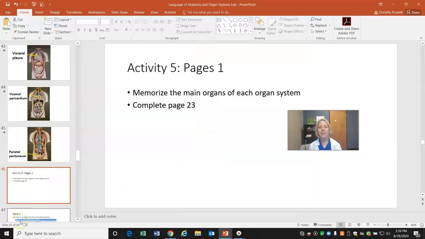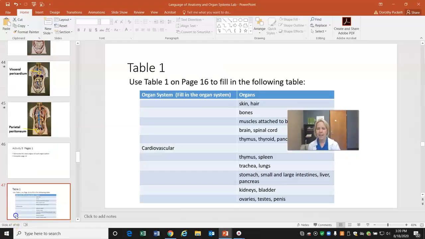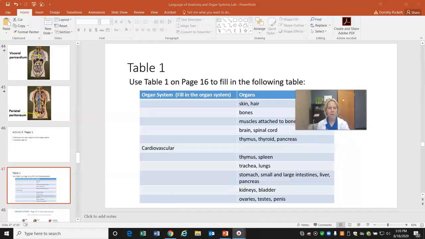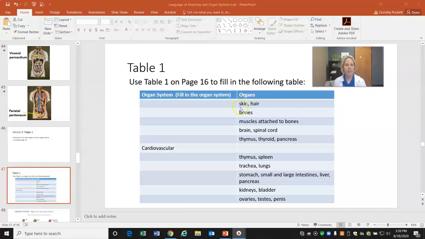If you go to page 16 in your lab manual, you're going to see a table with all of the organ systems. And what we're going to do in this next section, Activity 5, is to memorize the main organs in each organ system. There's also a table you'll see here you can fill in. So you want to be able to match the organs with the organ system.